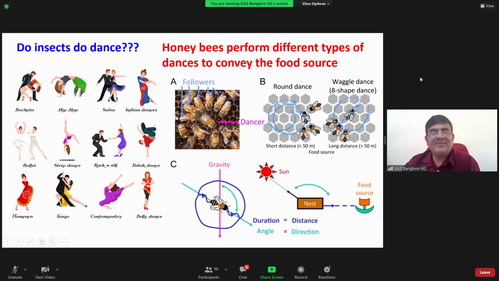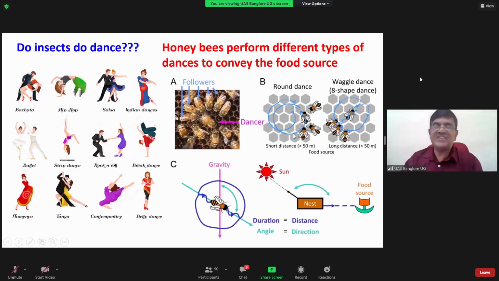For example, if this bee has gone out to collect food, and the food is within a short distance of less than 50 meters, the bee performs a dance called the round dance. Round dance means it starts from here, finishes one round, again it moves like this and finishes another round. This tells the other bees that the food is situated within 50 meters.